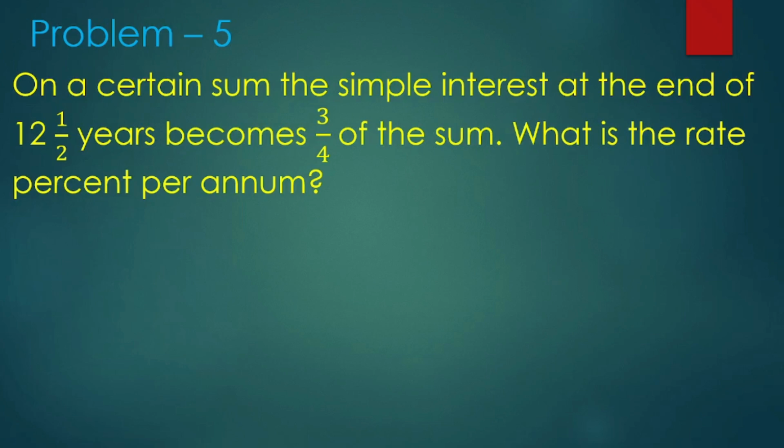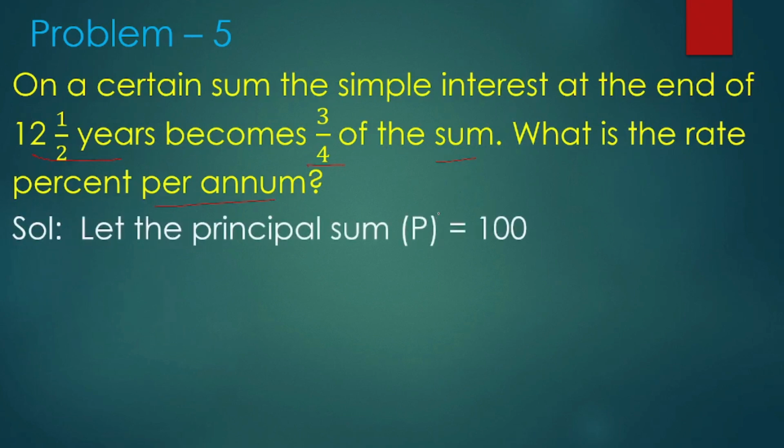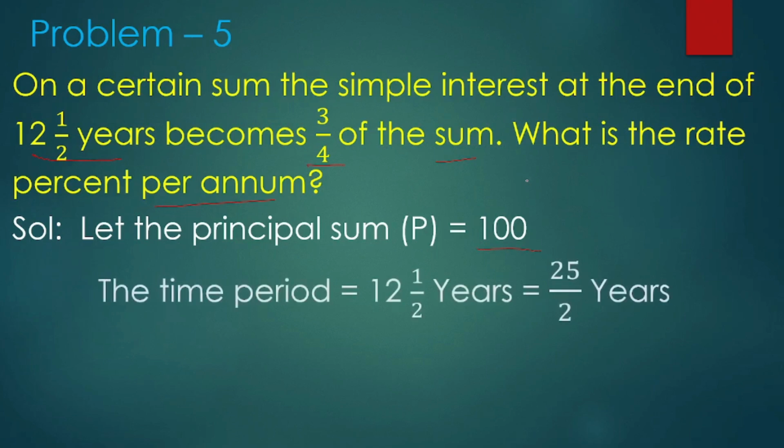Now we are going to the fifth problem, which is given as: on a certain sum, the simple interest at the end of 12 and a half years, the time period, becomes 3 by 4 of the sum, that is the principal. What is the rate per annum? So now we see, if the principal is 100 rupees, then we get the rate of interest directly, and the time period is 12 and a half years.